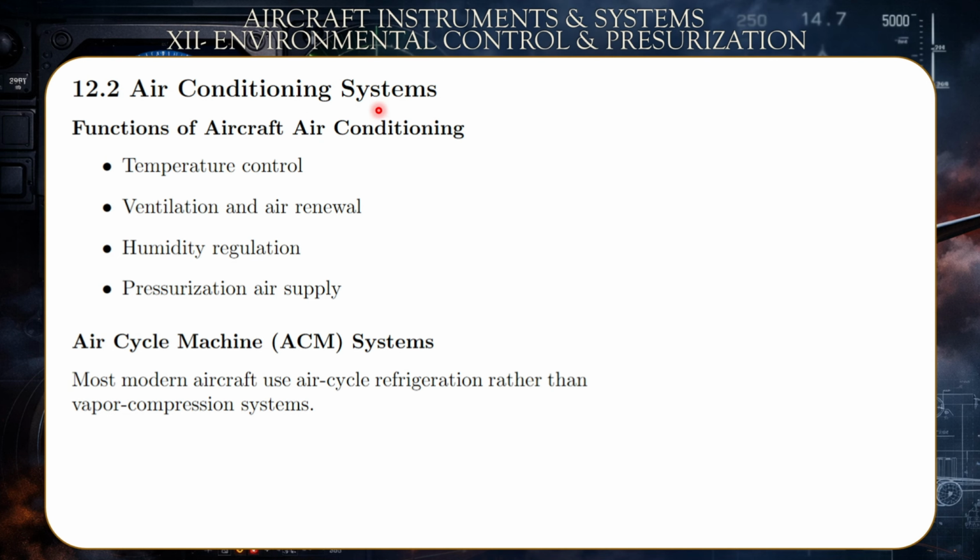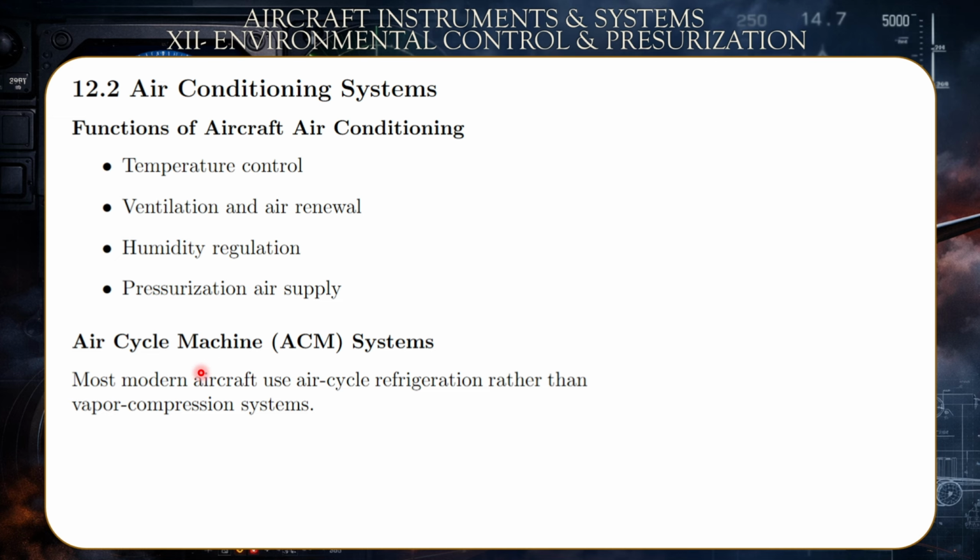Air conditioning systems. Functions of aircraft air conditioning are the following: temperature control to provide a moderate temperature that is comfortable to the passengers, ventilation and air renewal, humidity regulation so that the humidity within the cabin would be acceptable, also pressurization, air supply.